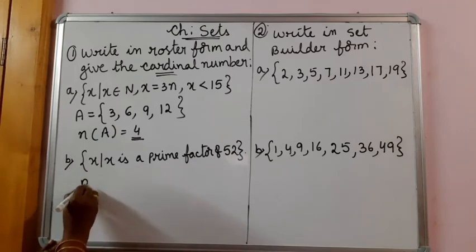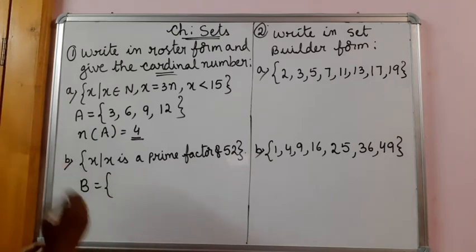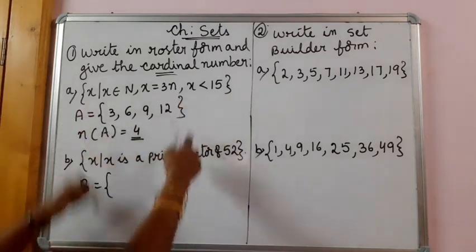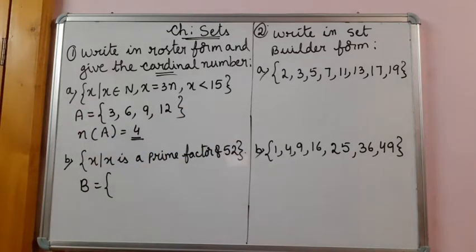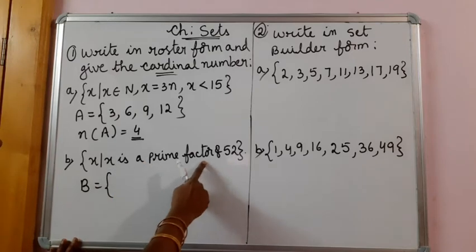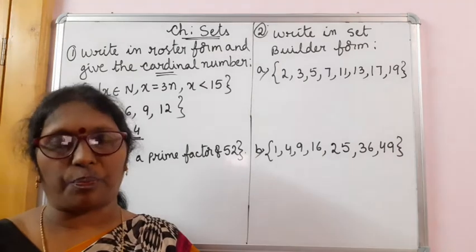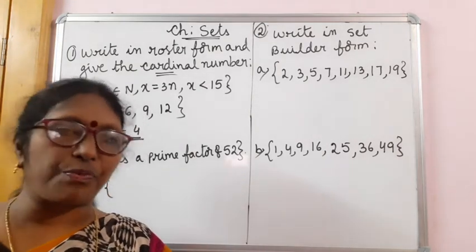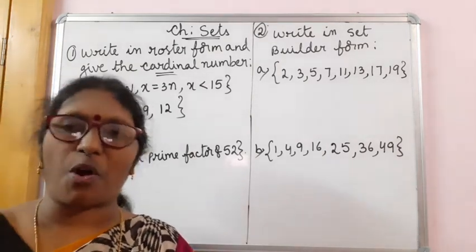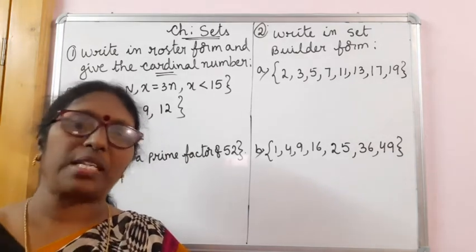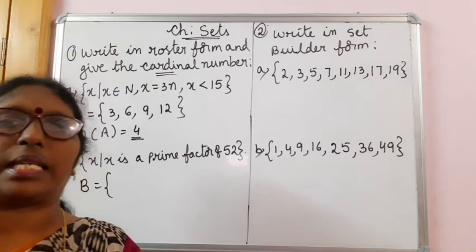Let me name this set as B. We know that whatever the set may be, the elements of the set will be enclosed within curly brackets. x is a prime factor of 52. In order to find the prime factors of 52, first of all we must know the factors of 52. Out of those, we have to select the prime factors.